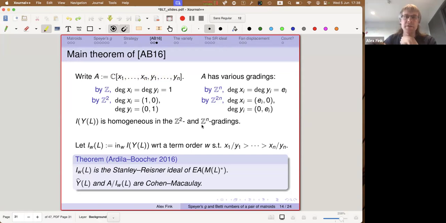Well, I described this variety, Y of L. You take its ideal, and the theorem I've been hinting is that if you take its initial ideal, that's a square-free monomial ideal, and it is the Stanley-Reisner ideal of the simplicial complex I said before.